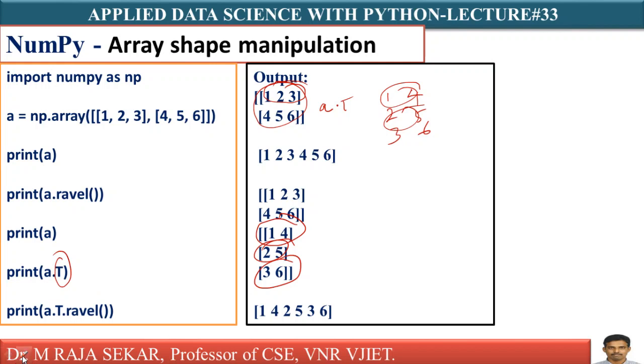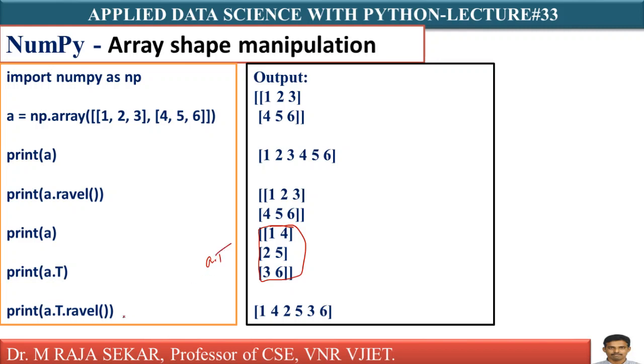Now, just take another example. This is a.T, which is 1 4 2 5 3 6. Now again let me apply this ravel function. What is the order of this matrix? First row, second row, third row, and 2 columns. Therefore it is a 3 by 2 matrix. Now if you apply a.T.ravel, again this will convert it into a single-dimensional array.